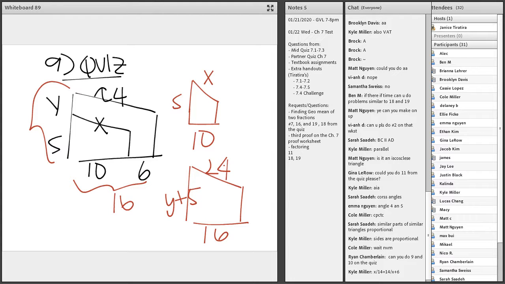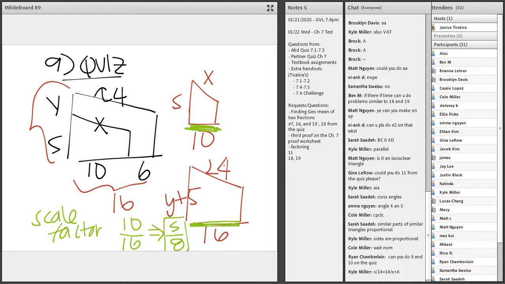So currently, I can figure out the scale factor because I have a 10 that matches with 16. So currently, the scale factor of the small picture to the big is 10 to 16, which I'll reduce to 5 over 8. So it's 5 to 8 right now. Now to find the other side lengths, I would use that scale factor. I would use the reduced scale factor, highly suggest, and then make another ratio. So x and 24 look like they're matching partners. And then I would cross multiply, and x would be 15.